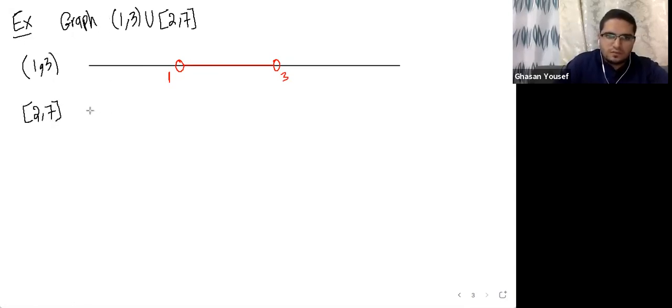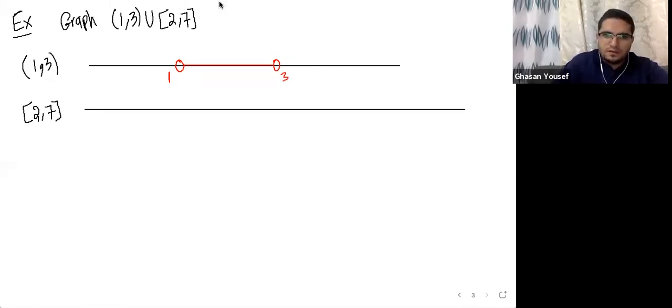I'm going to graph it like the previous slide. At 2 it is closed. This is 2 here, closed. And at 7 it is closed too. The 7 after 3 will be here. This is 7, and there is a line between 2 and 7. There is the line. Now the union, like I said, is all elements in the first interval or in the second interval or in both of them.